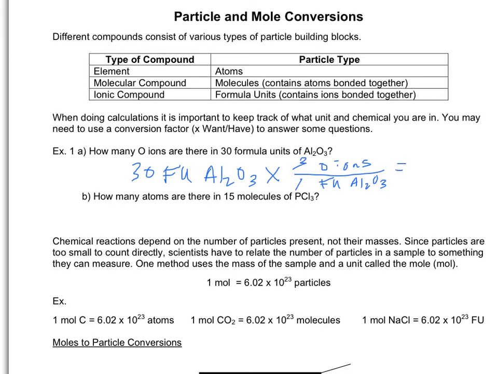Remember, conversion factors work because our units that we don't want cancel out. I have formula units divided by formula units, and my answer will be in oxygen ions. Then I follow through with the math. 30 times 3 divided by 1 gives me 90 oxygen ions.